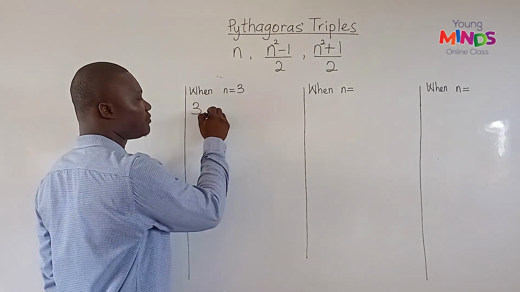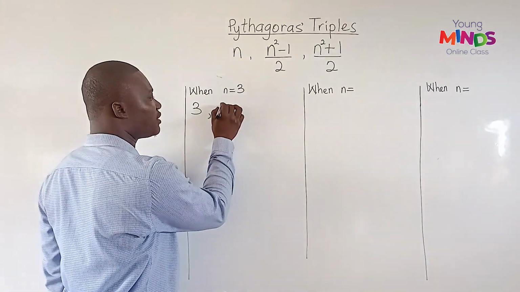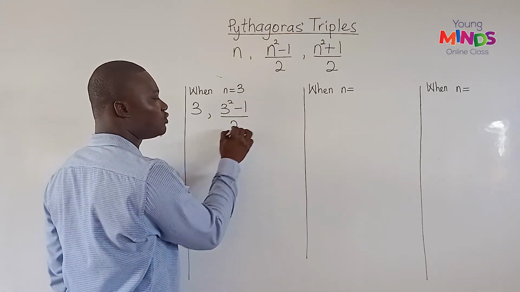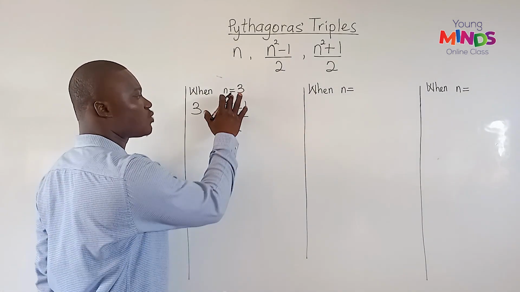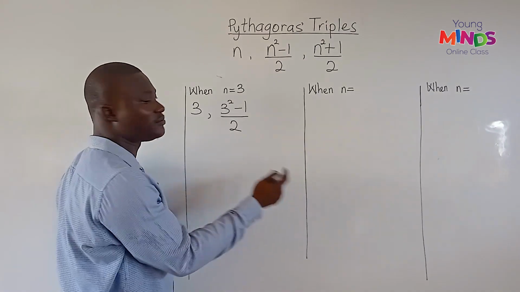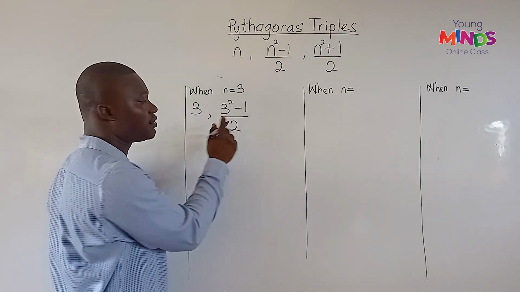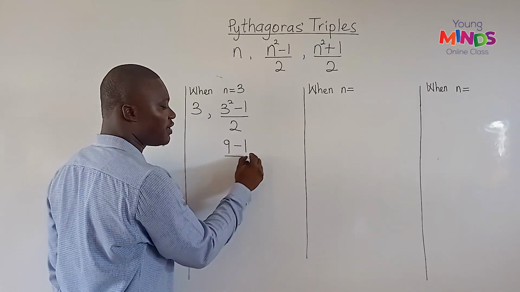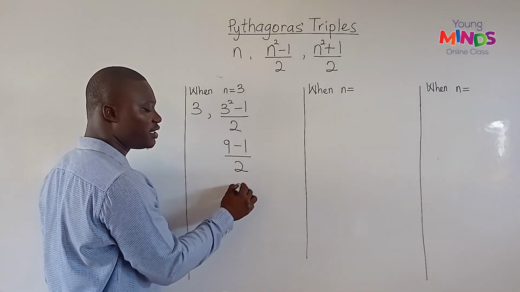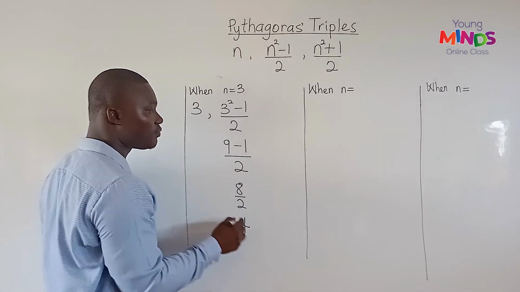The second term, which is (n^2 - 1) divided by 2, will be (3^2 - 1) divided by 2. So 3 squared minus 1, 3 squared is 3 times 3. So 3 squared will give us 9, which is 3 times 3, minus 1 divided by 2. So 9 minus 1 will give us 8 divided by 2, and that will be 4.